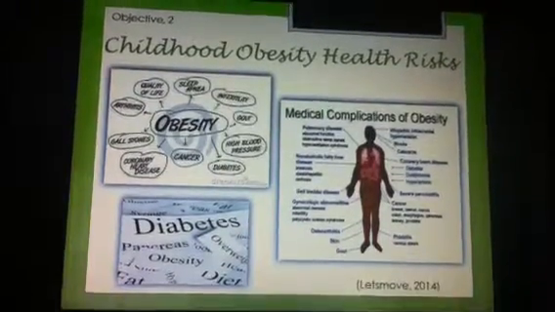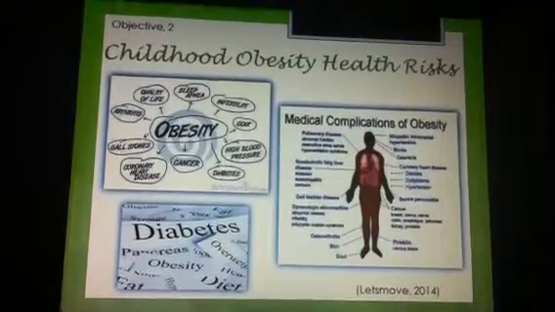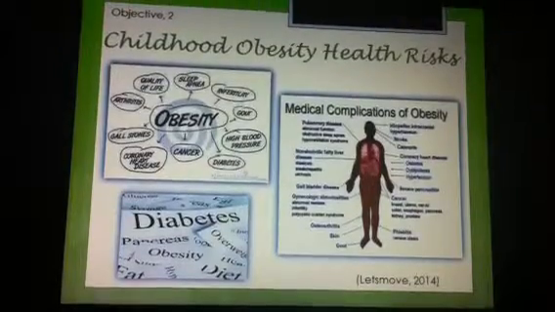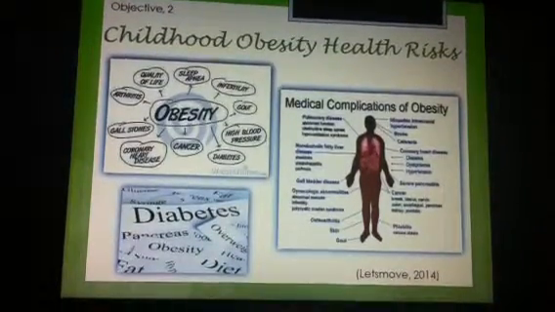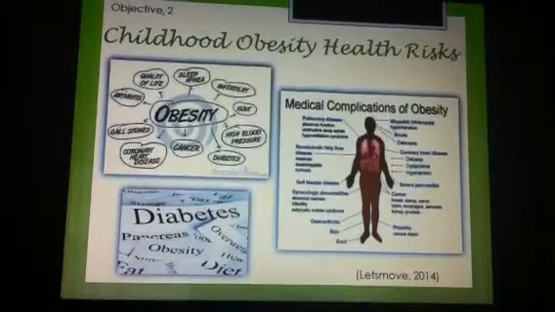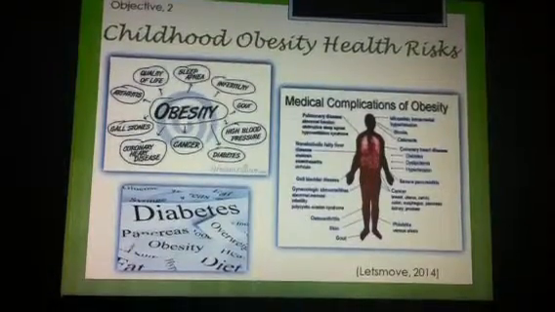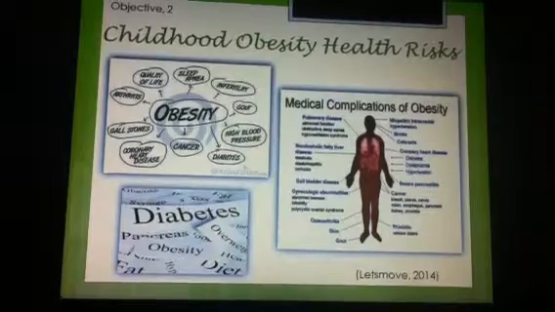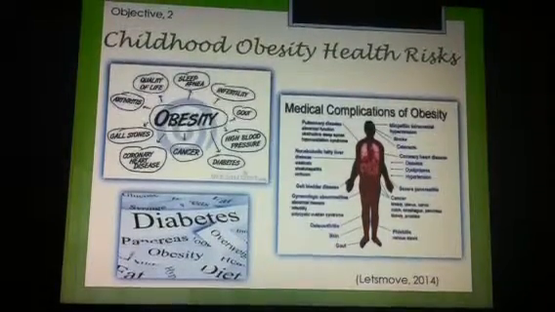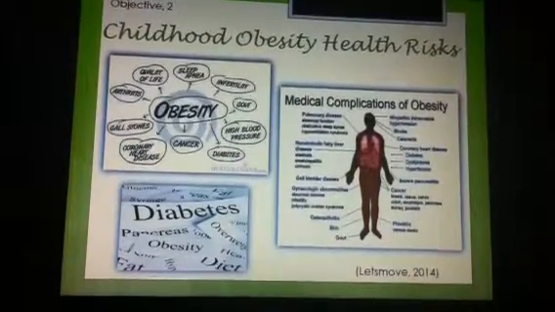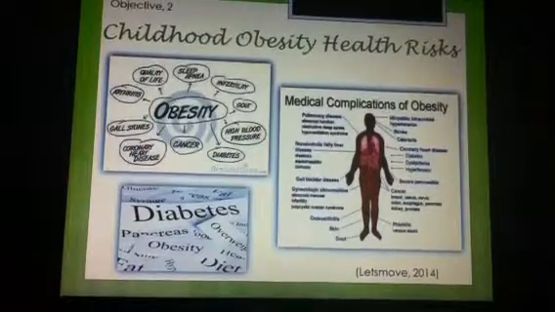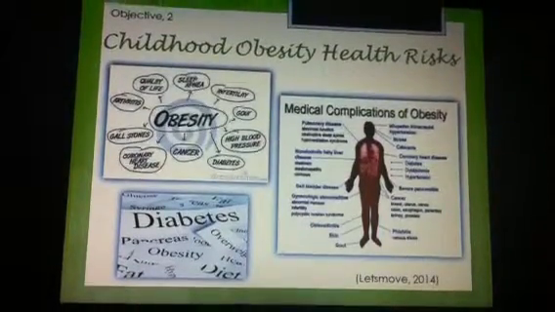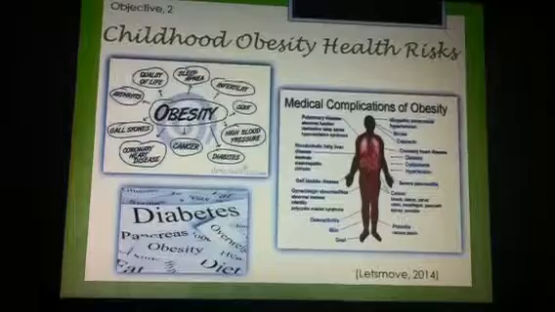So once again, I'd start off this slide by asking the participants, what are some health risks that children are susceptible to if they are obese? And I would expect to hear back, they could develop diabetes, or they may develop high blood pressure. And both those answers are definitely correct.